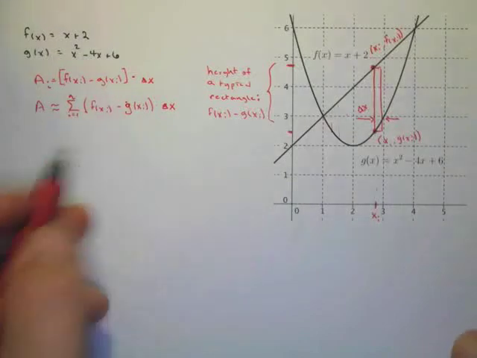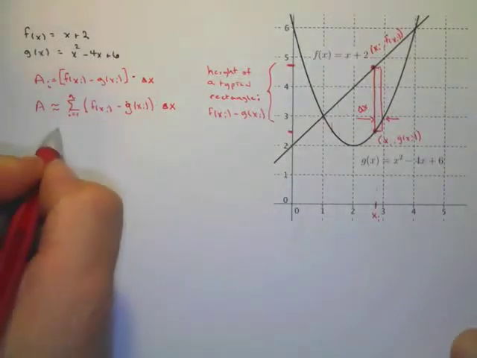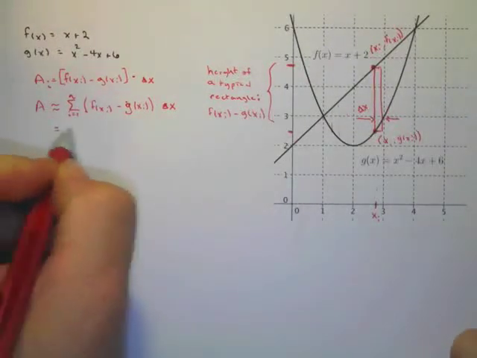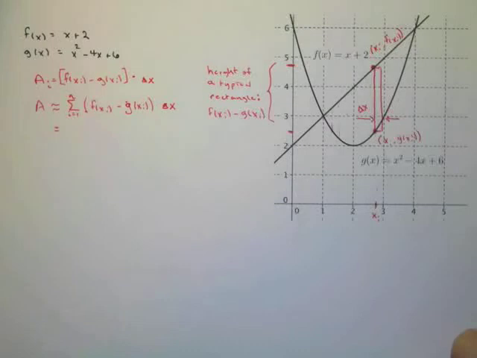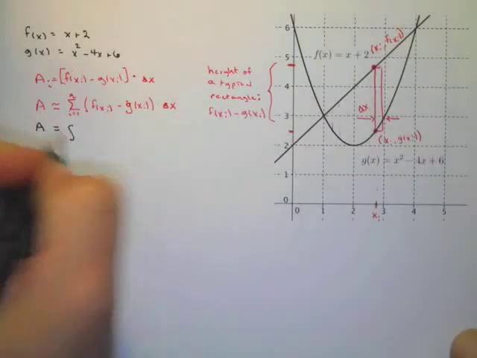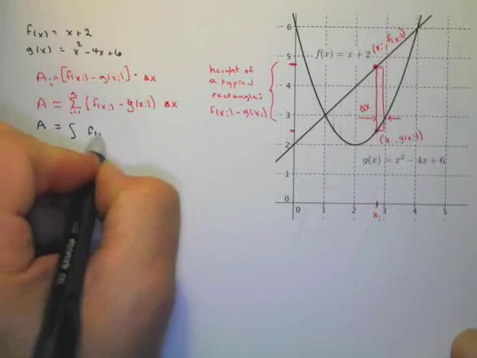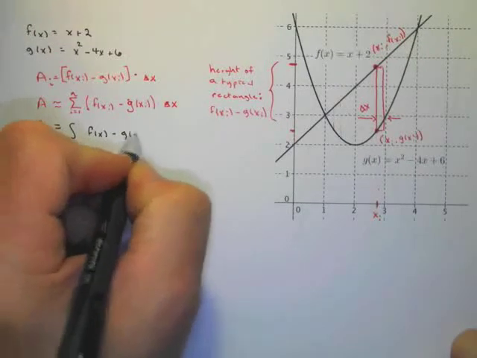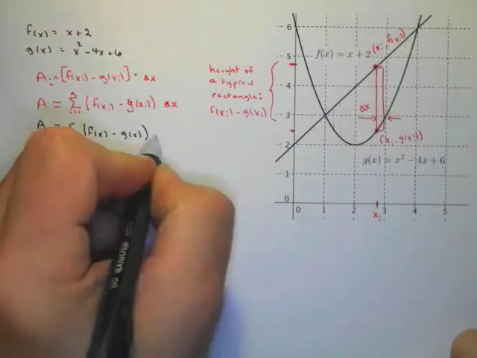Now, one thing that we may want to do is go ahead and simplify this. And we can do that now, or we can go ahead and write the definite integral. We'll do it that way. The integral is of f of x minus g of x, and we're integrating with respect to x.